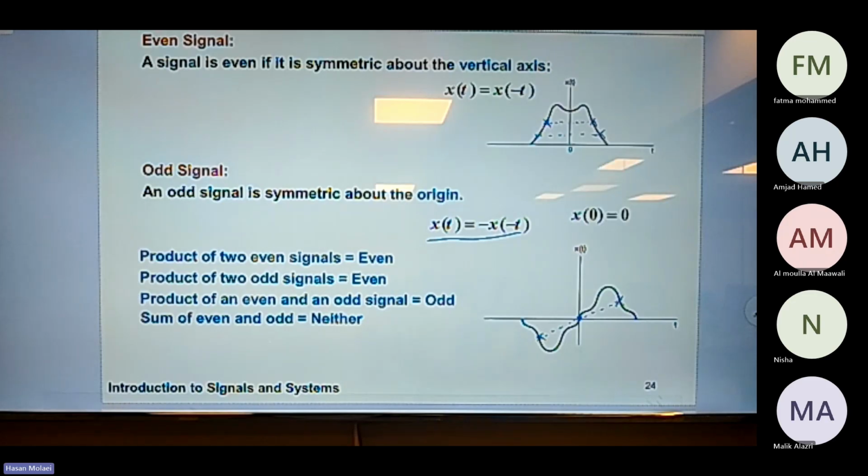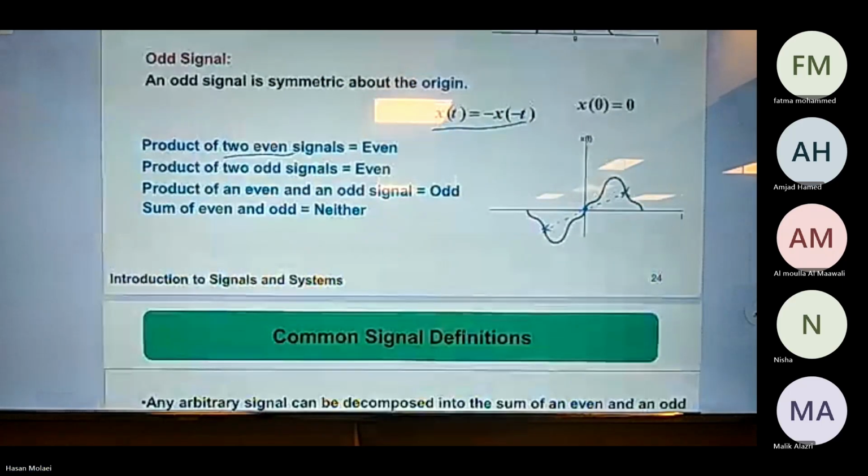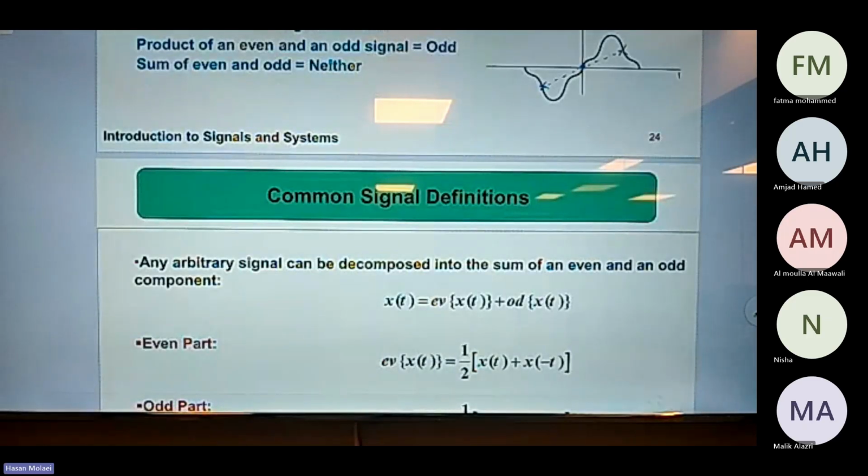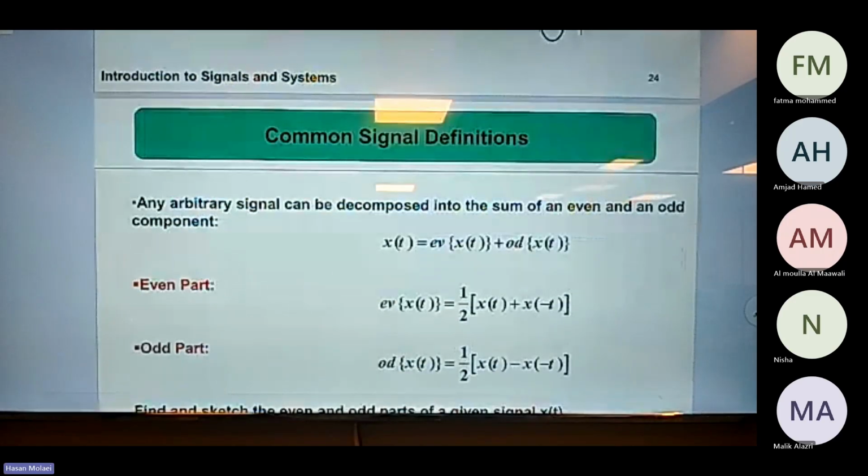Product of two even signals is even. Two odd signals again give even. One even and one odd would be odd. Sum of them, it can be or cannot. We should find out. If we have an arbitrary signal, we can divide it into one even part and one odd part.